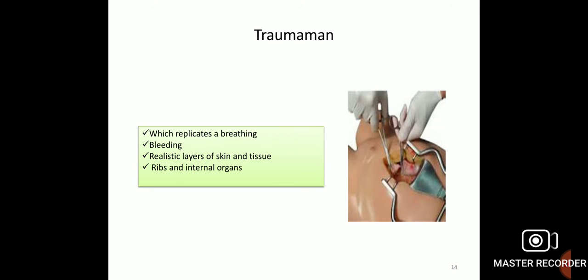Here is one example, a trauma man, because this mimics, or simulates, accidental types of conditions. This is a dummy for some accidental exposure, which replicates breathing and bleeding, everything like a human, but injured, to show what will happen if it gets injured, for example in an accident with a car, or a hemorrhage or anything. It gives realistic layers of skin and tissue, ribs and internal organs.